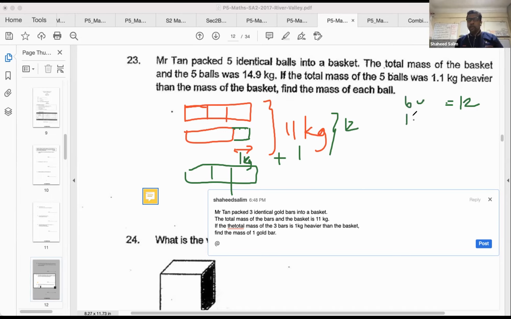1 unit is how much? 2 kg. So if we check, this is 2 kg, 2 kg, 2 kg. The basket itself is 1 kg lighter than the 6 kg, so it's 5 kg. Correct, 6 plus 5 is 11. I hope you know how to get it. All right, we move on now.